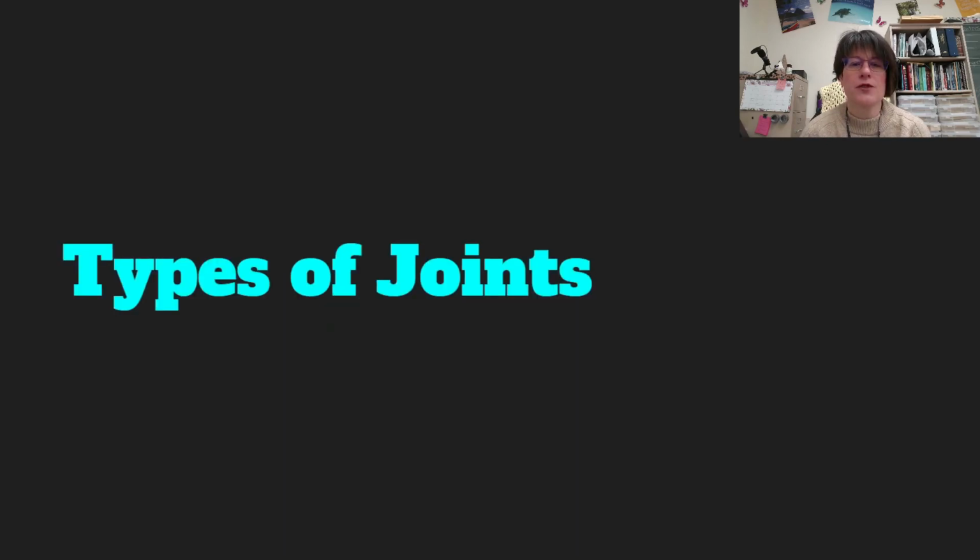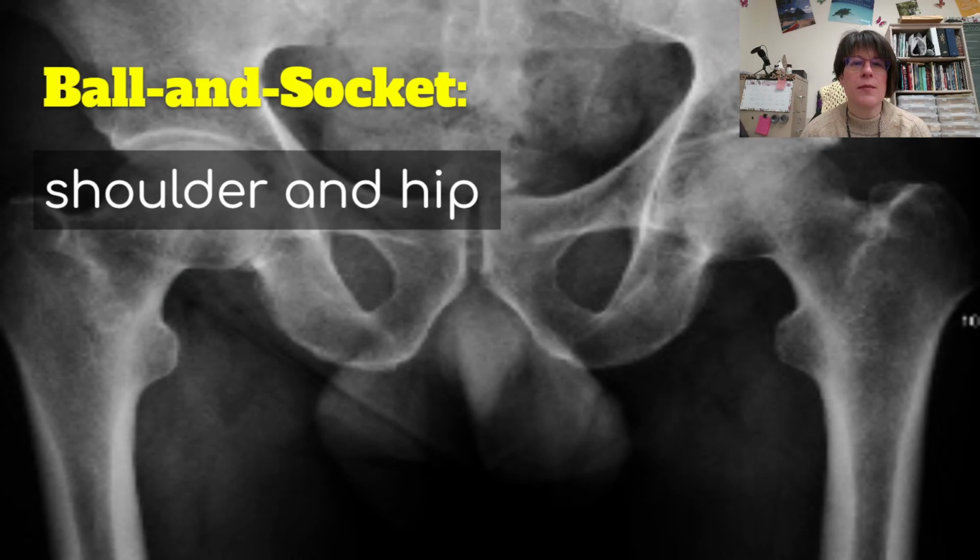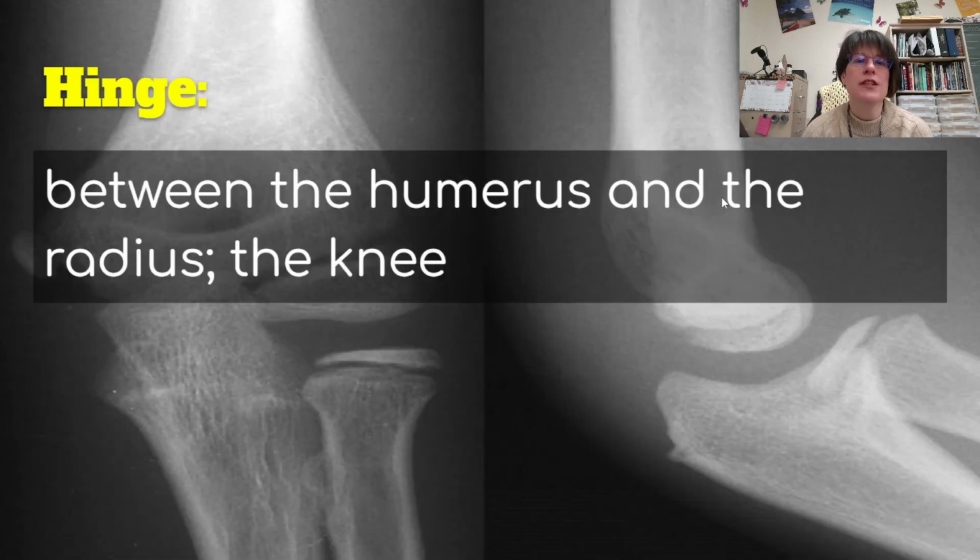There are different types of joints in the body. The first type I want to talk about is the ball and socket. This is your shoulder and hip joint. You can see here in this x-ray that here is the ball at the top of the femur and the socket is in the pelvis. This is round and circular. It gives a wide range of motion so that you can move your arm and your legs in a lot of directions. There's also the hinge joint between the humerus and the radius and also the knee.